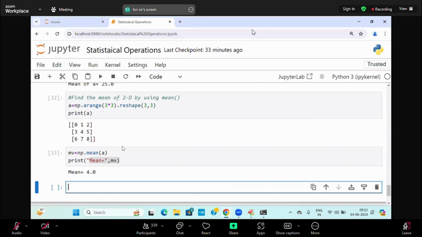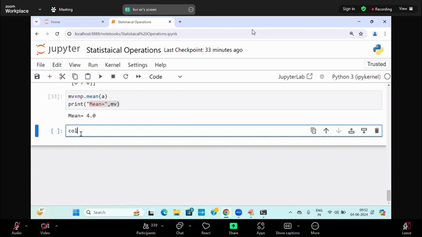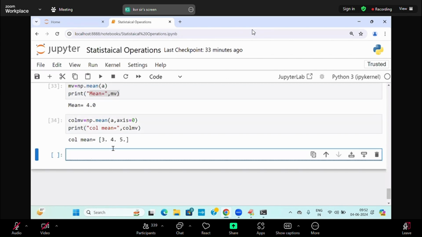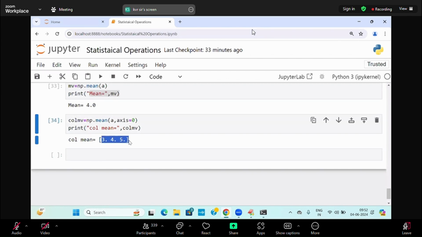Row mean. So the column mean value is equal to np.mean of A comma axis is equal to 0. Next I'll say print column mean is equal to the column mean value. So you will be getting the data 3, 4, 5. 3 point means what? Float. That is 3.0.